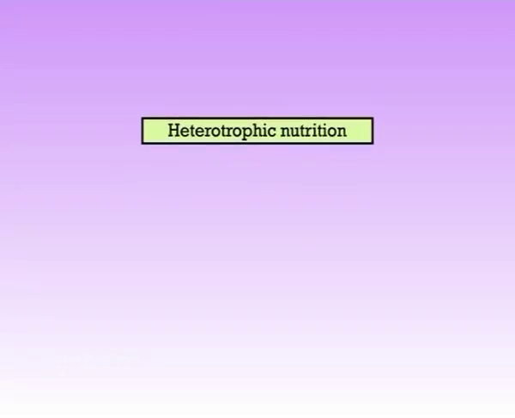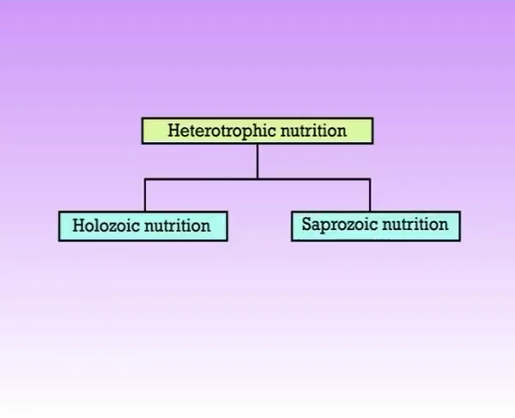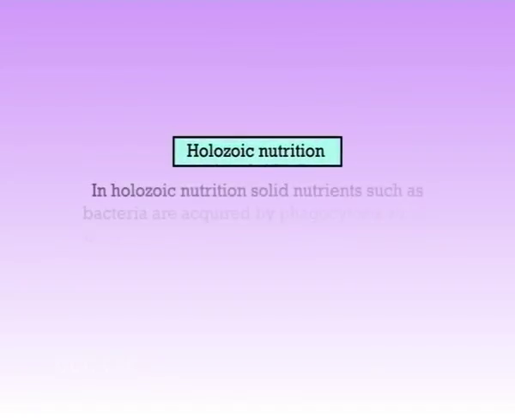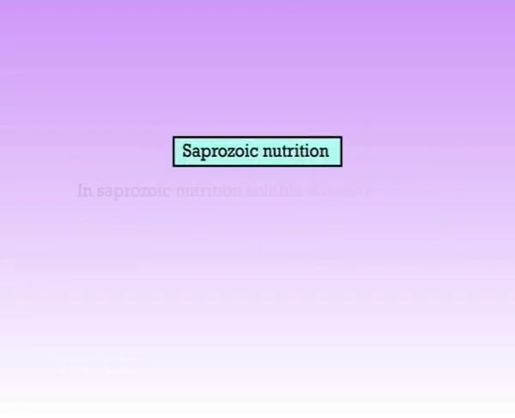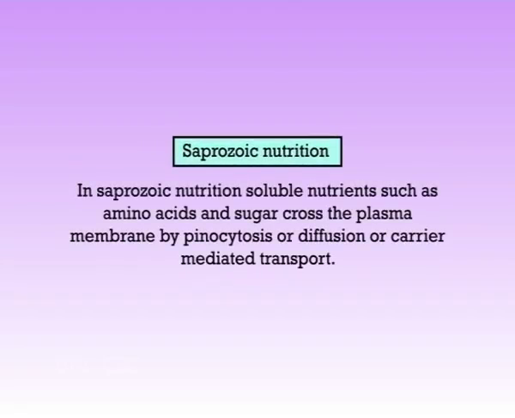These protozoa undergo two types of heterotrophic nutrition, that is holozoic and saprozoic nutrition. In holozoic nutrition, solid nutrients such as bacteria are acquired by phagocytosis, which leads to the formation of phagocytic vacuoles. Whereas in saprozoic nutrition, soluble nutrients such as amino acids and sugars cross the plasma membrane by pinocytosis or diffusion or carrier-mediated transport.